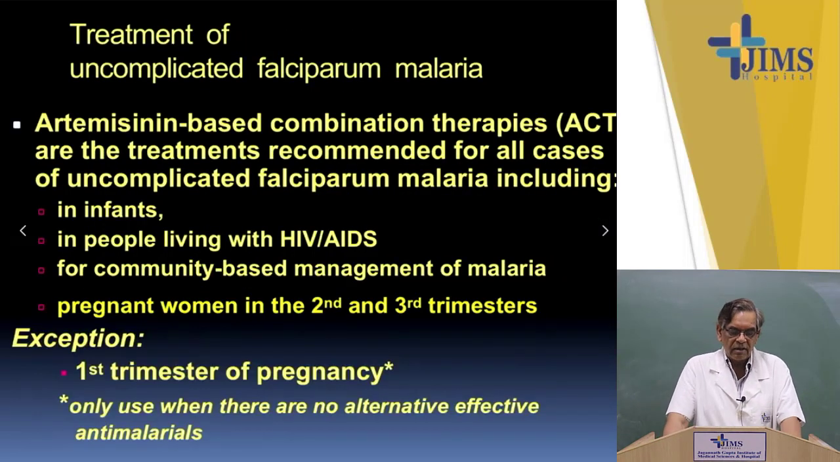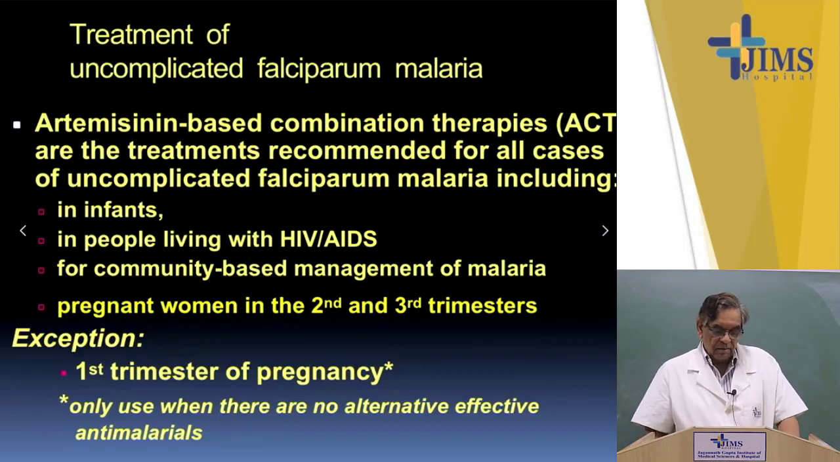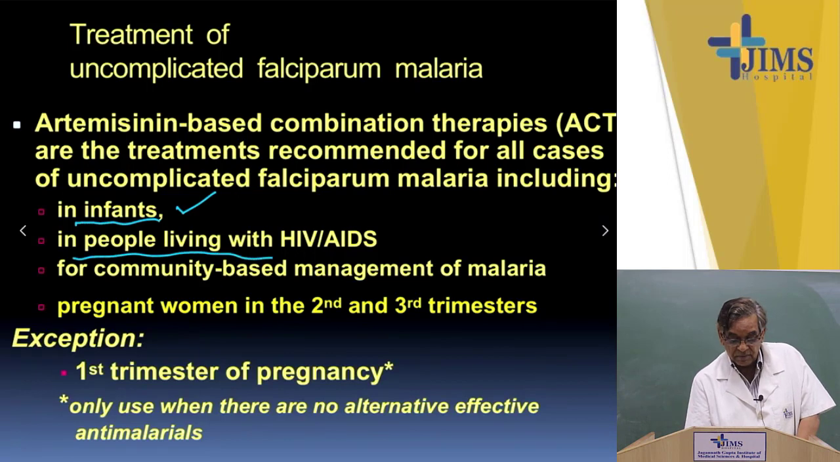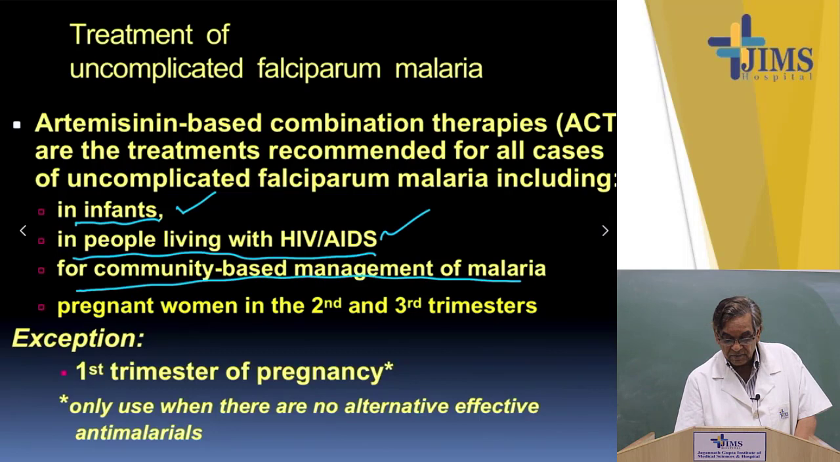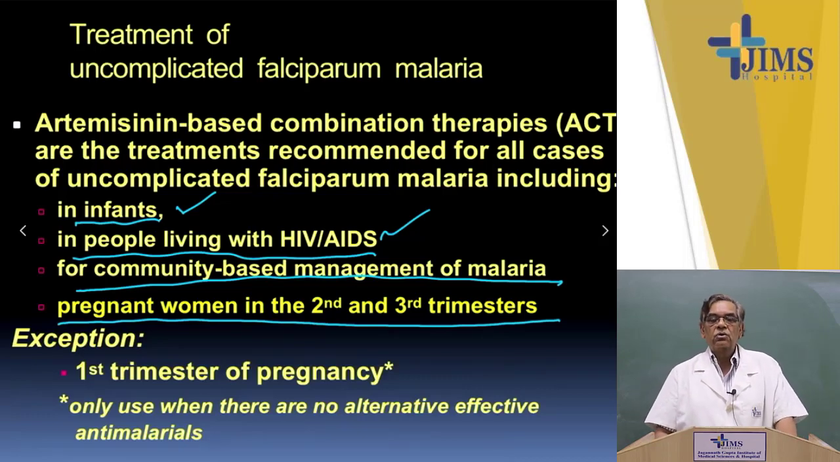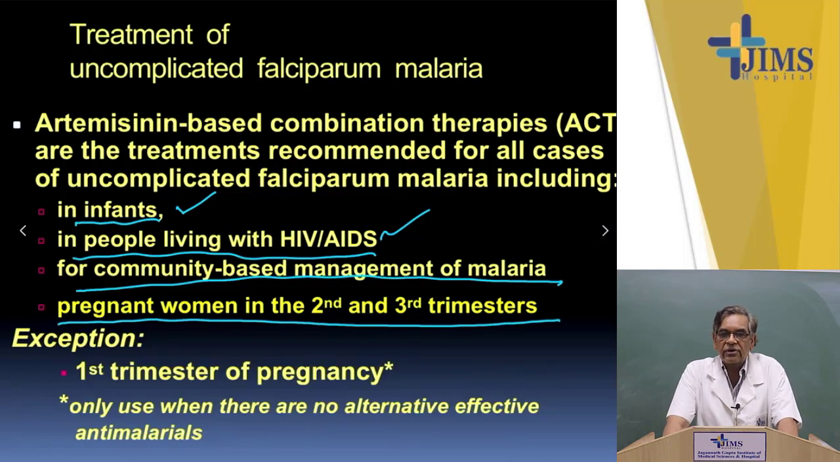Treatment of uncomplicated falciparum malaria. Artemisinin-based combination therapies, ACT, are the treatments recommended for all cases of uncomplicated P. falciparum malaria, including infants, people living with HIV/AIDS, and community-based management of malaria. You can also give ACT for pregnant women, but in the 2nd and 3rd trimesters only. You do not give ACT, or artemisinin combination therapy, in the 1st trimester.